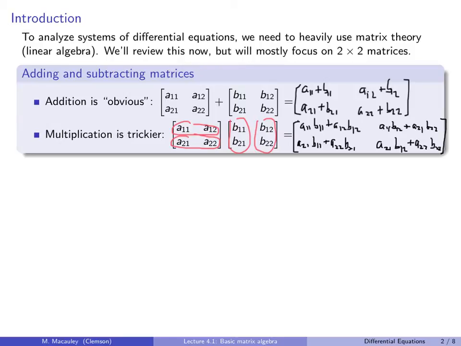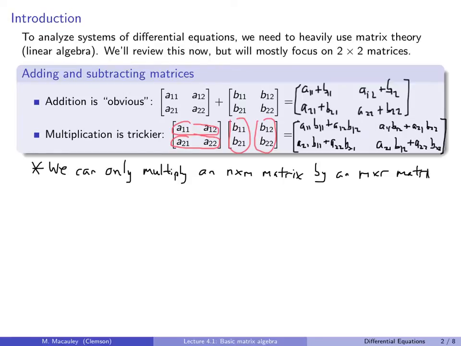So one way to summarize this is to say that we can only multiply an n by m matrix by an m by r matrix, and the result is an n by r. And let me explain what I mean by this. So n by m means n rows and m columns.